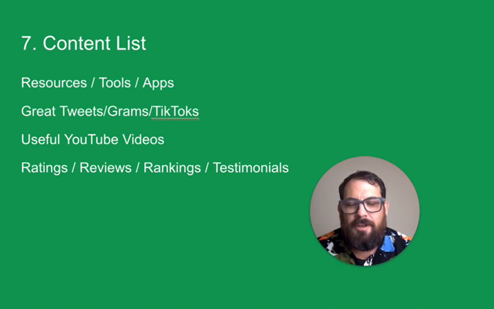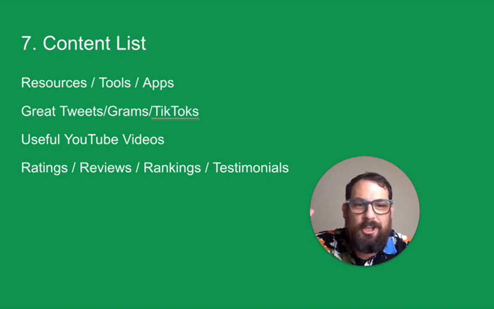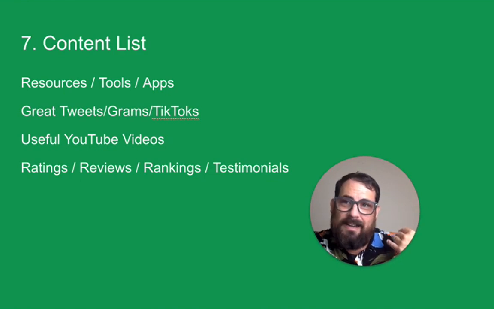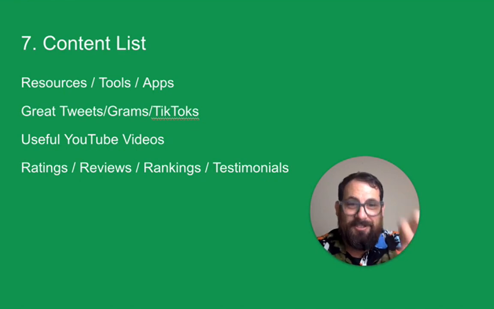Going back to fully digital communities, you can create a content list in a Google Sheet where the community itself can share resources, tools, apps that they use. They can also share great tweets or great Instagrams or TikToks that are very useful to them. You can even share useful YouTube videos. But to make it better than just a list of links, next to each one you could either do ratings or reviews, rankings. You can also add testimonials. Say, hey, I watched this YouTube video and here's what I got out of it. I use this tool and here's how I use it. You could create a private testimonial network within your community.